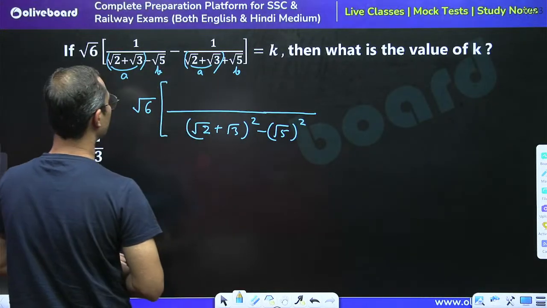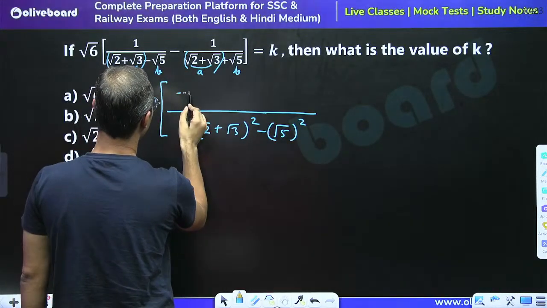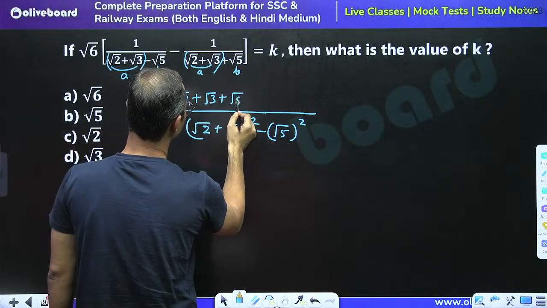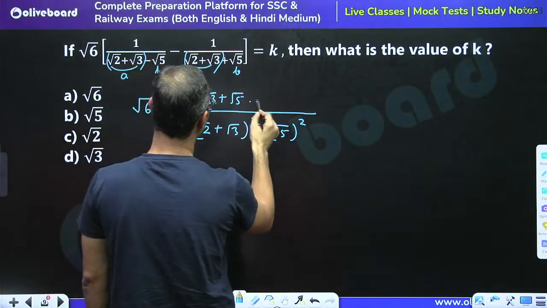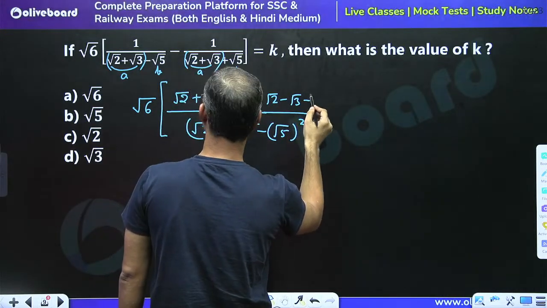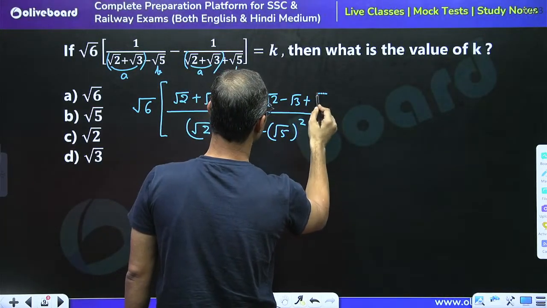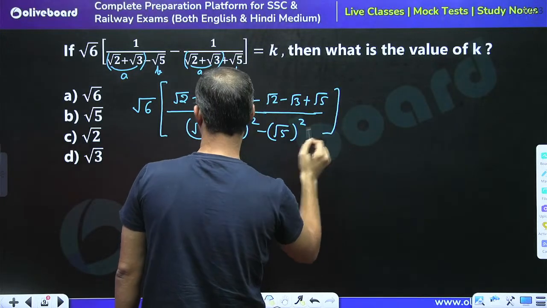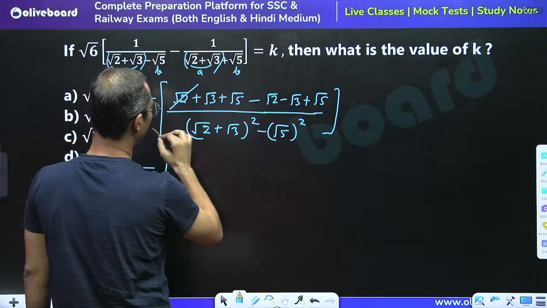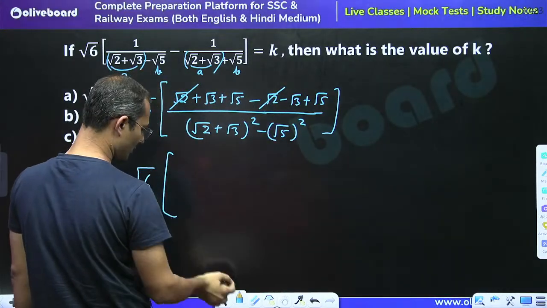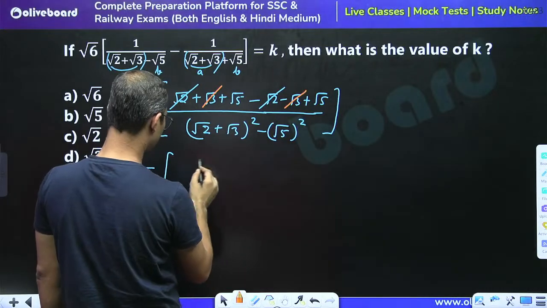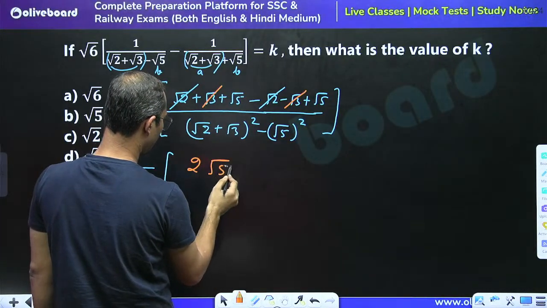So in the numerator we will get how much? Root 2 plus root 3 plus root 5, right? And minus root 2 minus root 3 plus root 5, right? So we will get this. Root 2 is cancelled by the positive root 2, and root 3 is cancelled by minus root 3. So here we will get 2 root 5, right?